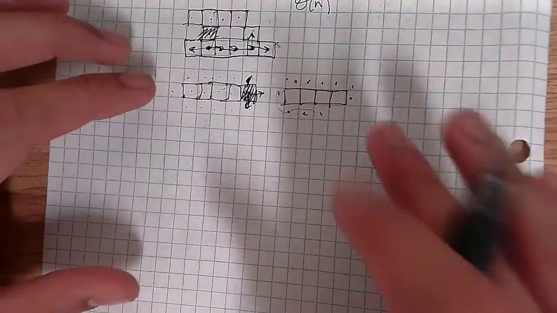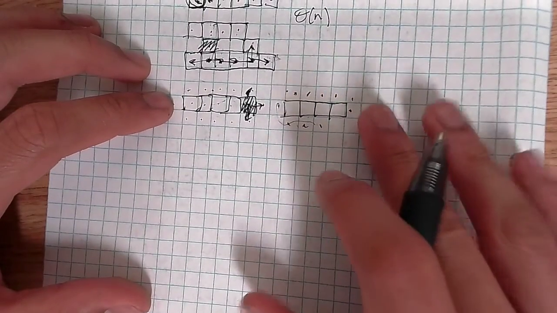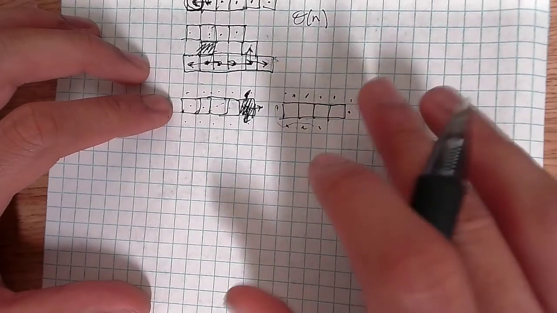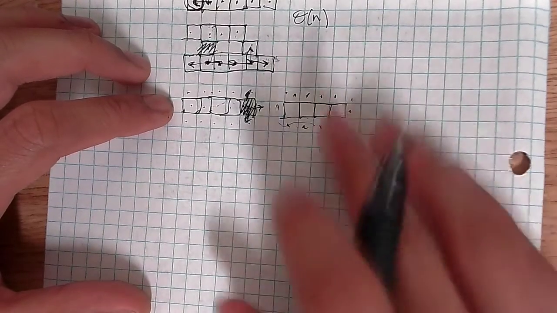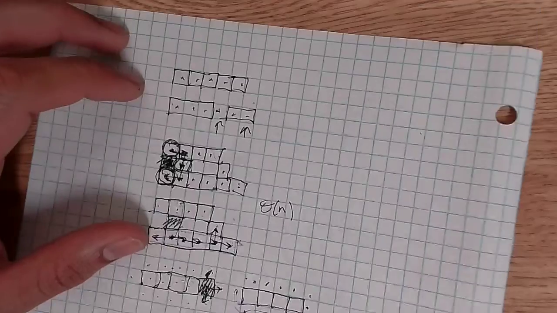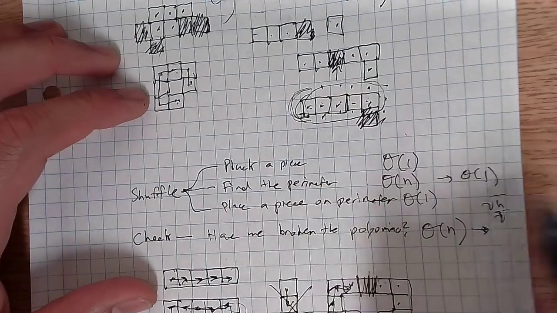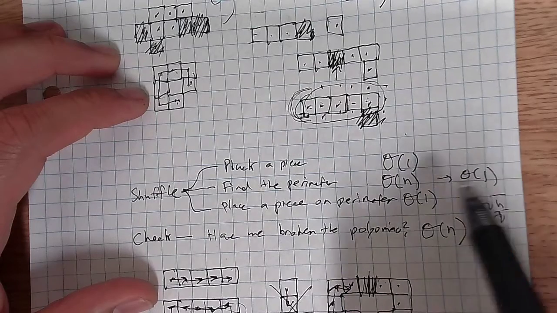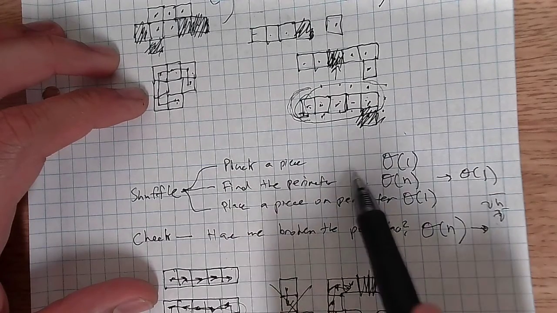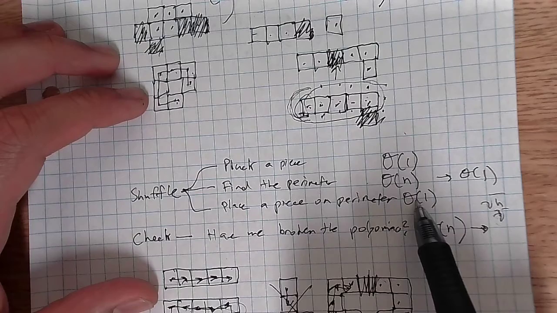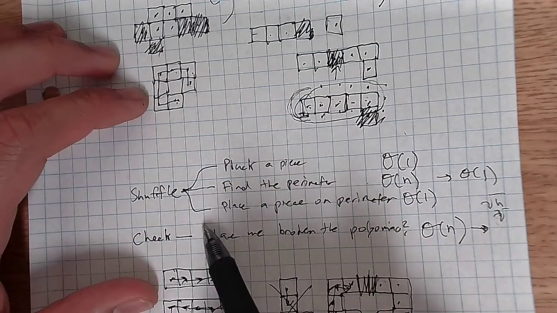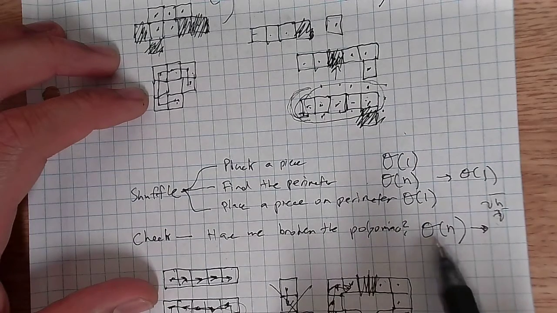Okay, so that's how we keep track of the perimeter in O(1), just by remembering what the last perimeter was and then modifying it. So that explains this. Now what we have is O(1), O(1), O(1). The shuffle process is blazing fast, right? The check process is still stuck at O(N). How can we speed this one up?